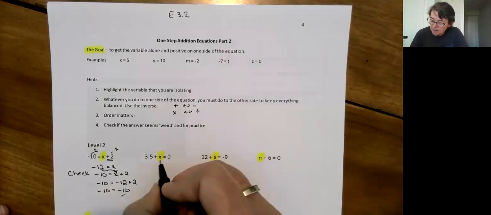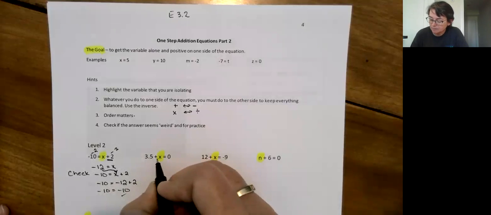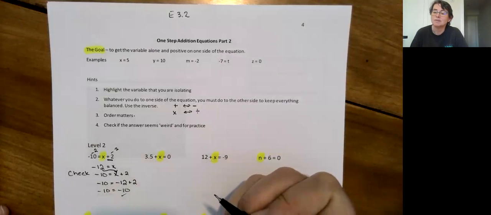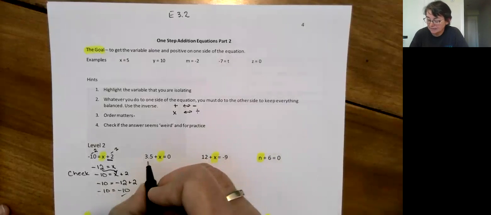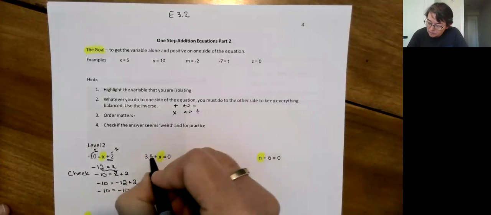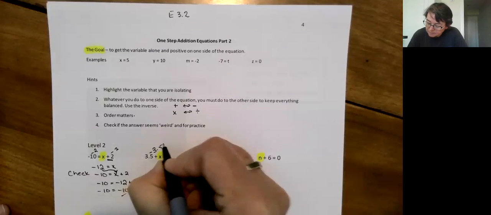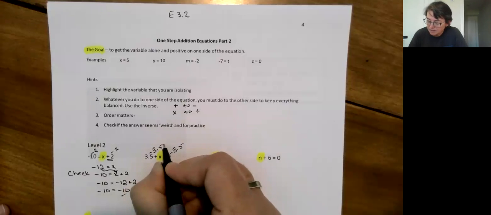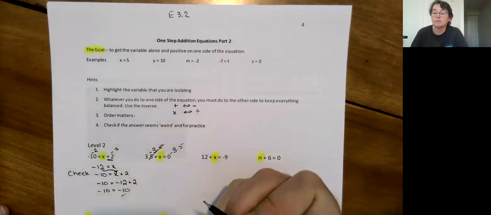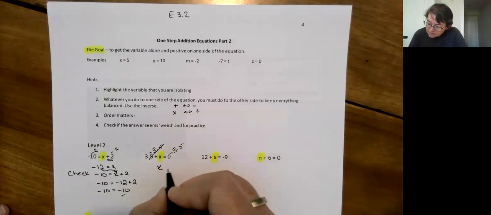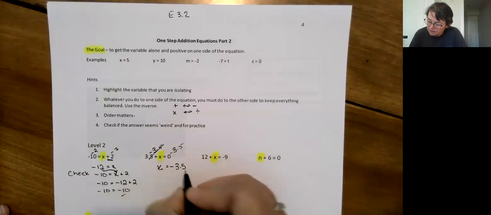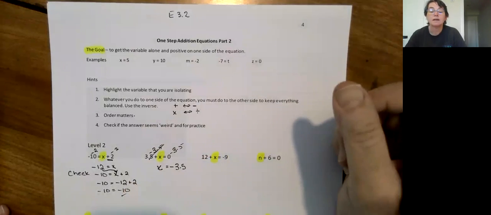Next one, I've got x is 3.5 plus x is equal to 0. It doesn't matter if the numbers are decimals or fractions or irrational numbers or whatever, the plan is still the same. I need to get rid of 3.5. So I'm going to subtract 3.5 and subtract 3.5. So this disappears, cancels out because it adds up to 0 and we don't need to write a 0. So x is equal to 0 minus 3.5, so that's minus 3.5. And there we go.